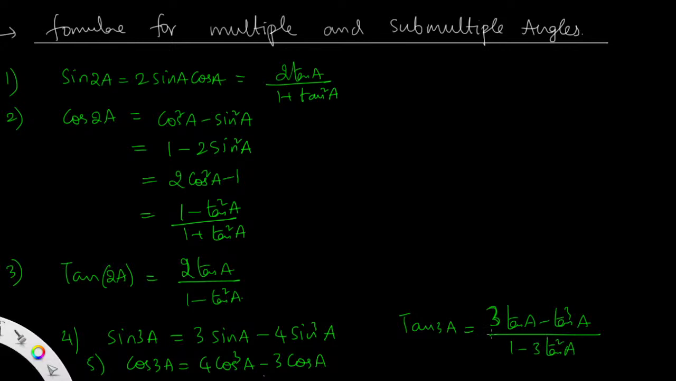For cot also, cot 3a is equal to cot cube a minus 3 cot a divided by 3 cot square a minus 1. So this is the formula for cot 3a; sin 2a and cos 2a we have already written. On the basis of this, some problems are given in the relations. So I will write a set of questions now.